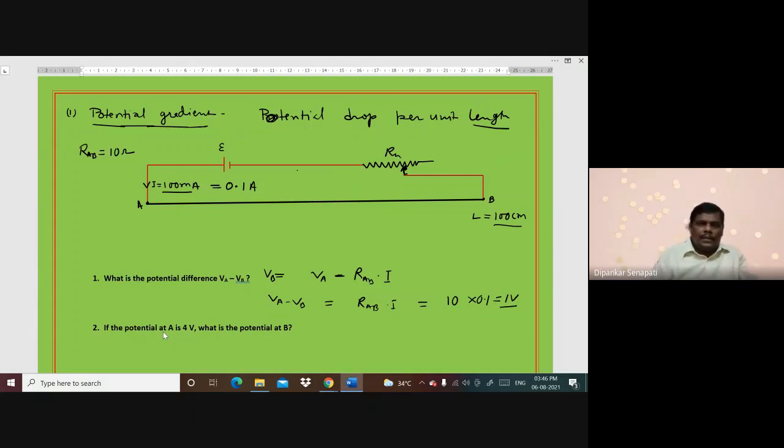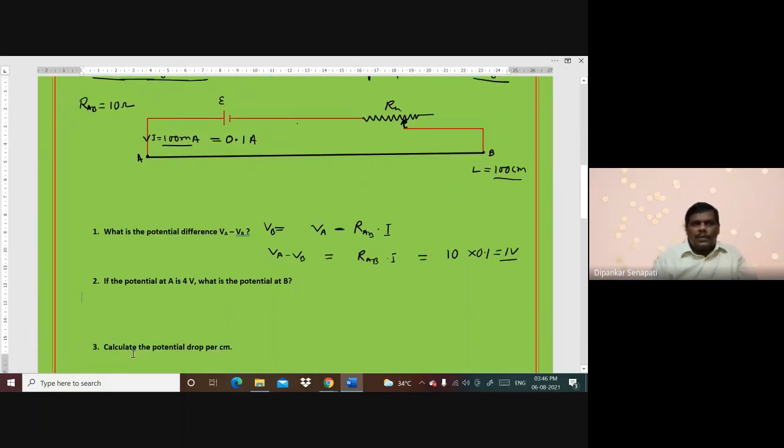Okay. What is the second question? The second question is, if the potential at A is 4 volt, VA is equal to 4 volt, what is the potential at B? Very simple, from this relation only we can write VB will be equal to VA, that is 4 volt, minus 1 volt, equal to 3 volt.